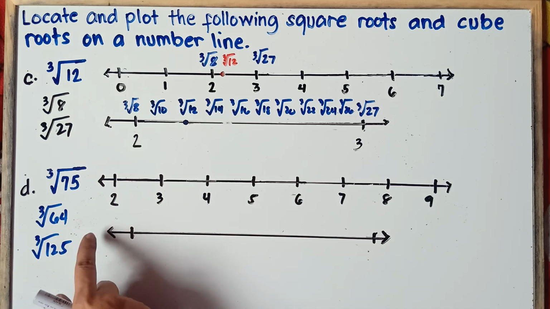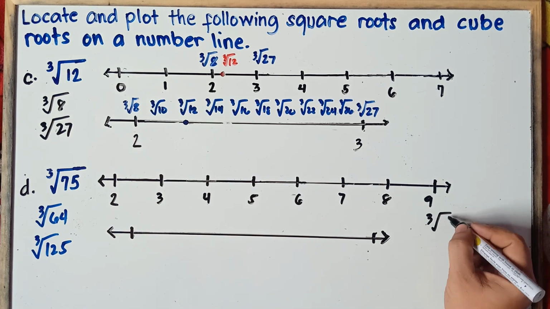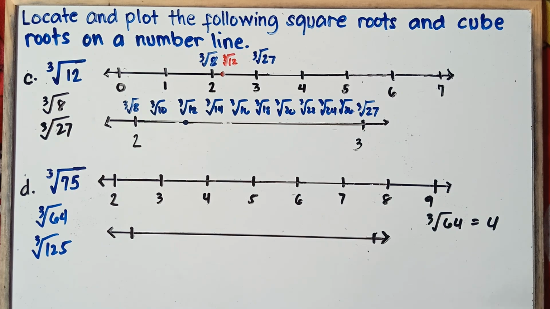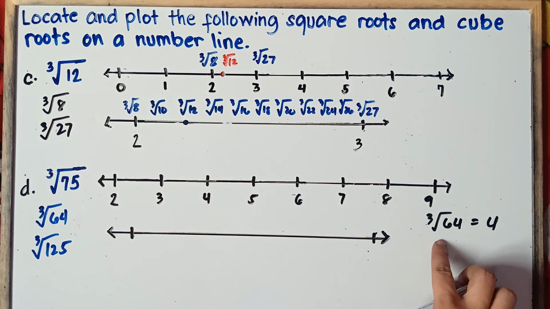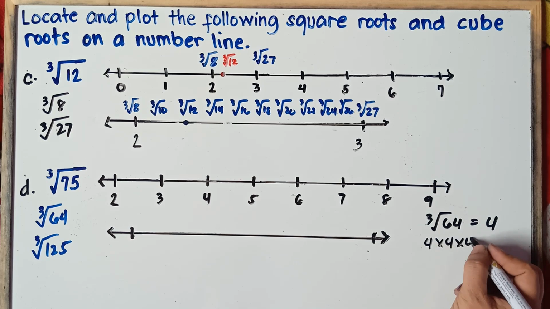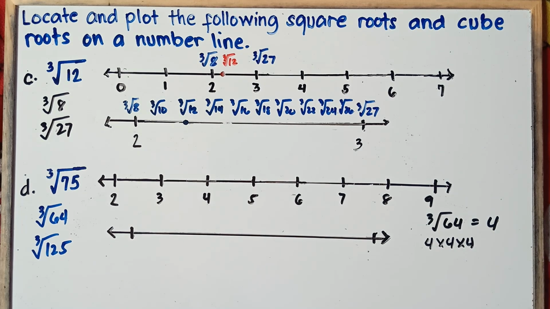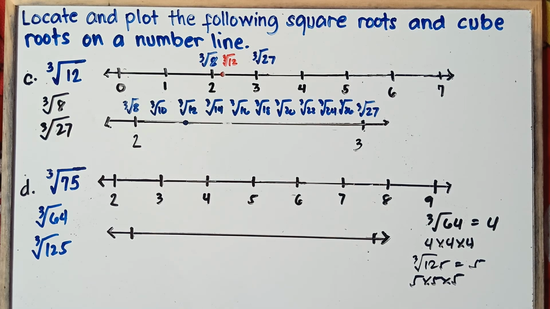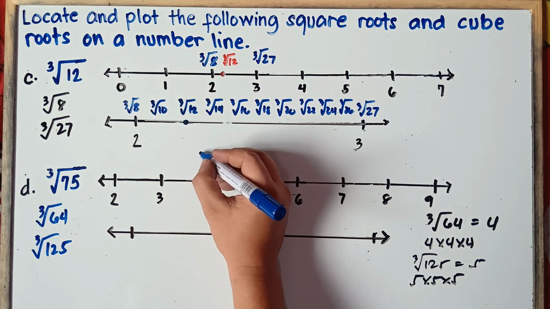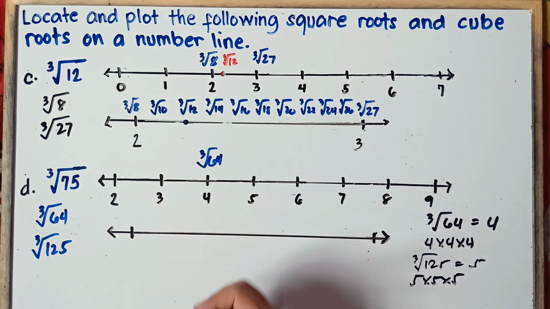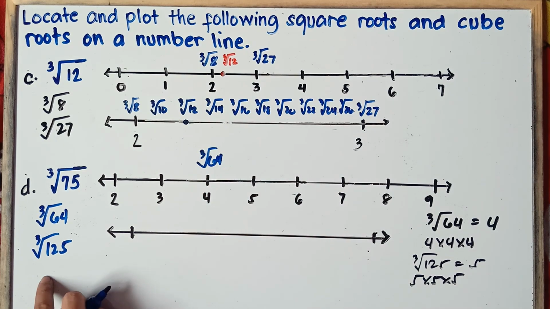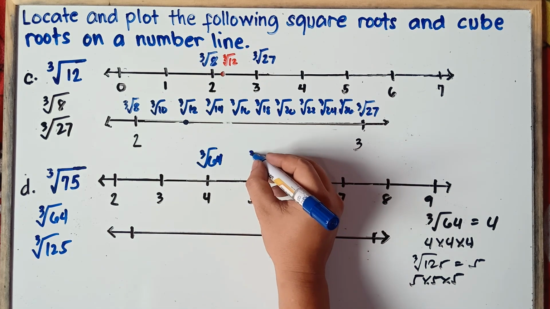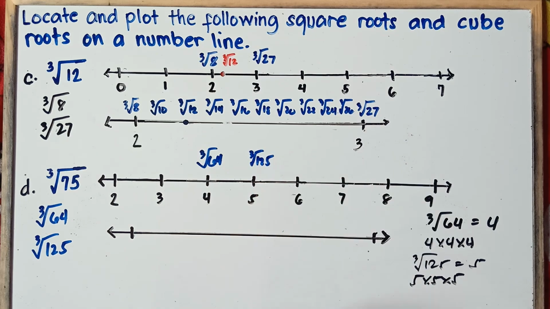So cube root of 64 is 4, because 4 times 4 times 4 is 64. And then cube root of 125 is 5, because 5 times 5 times 5 is 125. So therefore, class, cube root of 64 is here. That would be 4. And then cube root of 125 is 5.